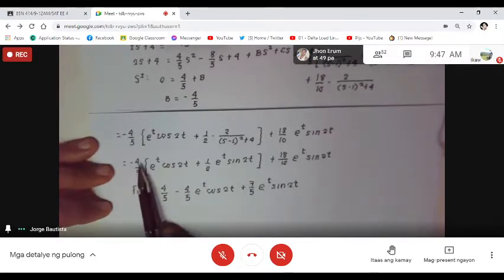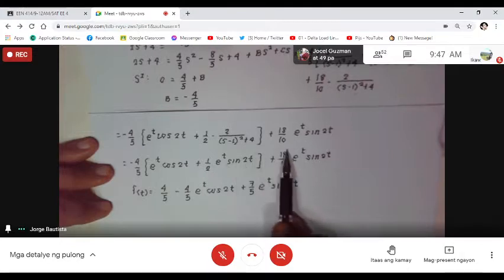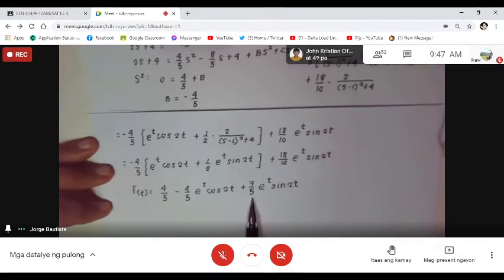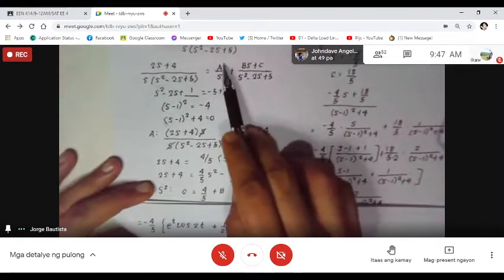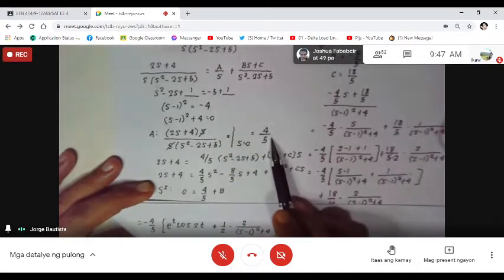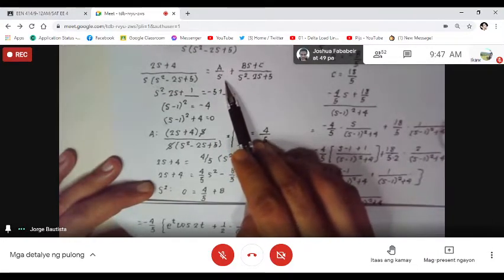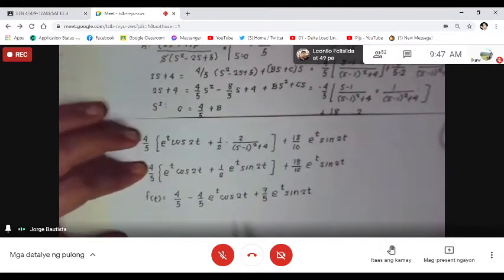Okay? Ito, pinagsama ko na, no? Ang ginawa, negative 4 over 5 times 1 half. Tapos yung sagot nun, plus 18 over 10. So you have 7 over 5. Ito naman, saan nang galing to? Diminultiply lang dito. So, 4 over 5 is the inverse Laplace of this one, di ba? 4 over 5 yung A eh. 4 over 5 over S. Kaya, ito ay 4 over 5 lang.